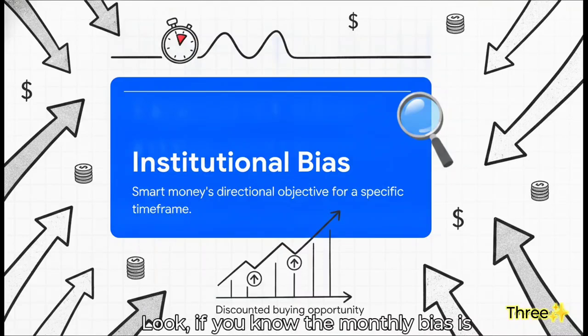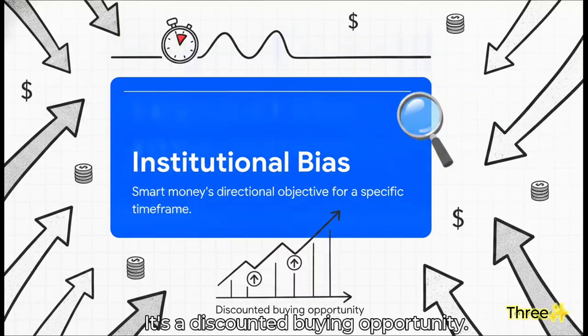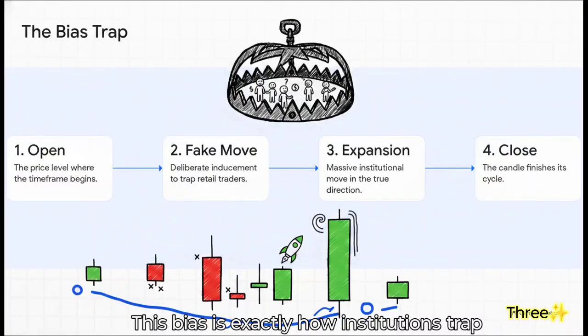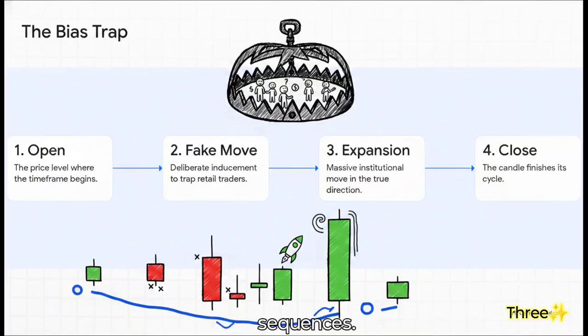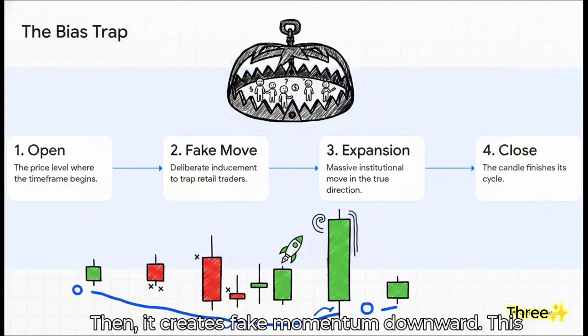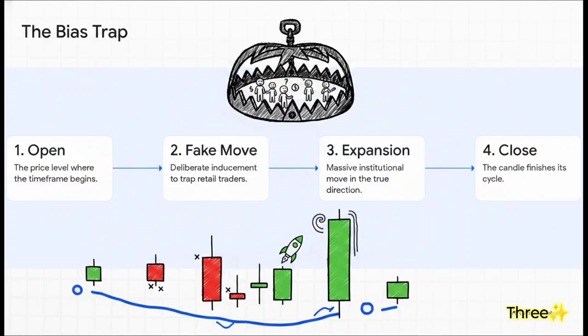Look, if you know the monthly bias is undeniably bullish, then every single drop you see on the daily chart isn't a reversal, it's a discounted buying opportunity. This bias is exactly how institutions trap retail traders using daily or weekly candle sequences. Let's say the true bias is bullish. The candle opens. Then, it creates fake momentum downward. This is called inducement, and it is the ultimate psychological weapon.